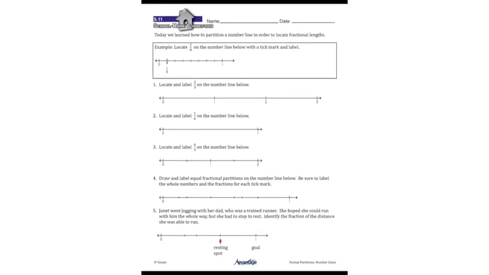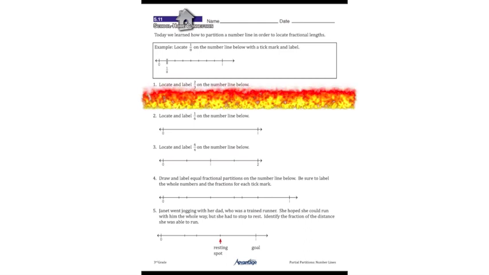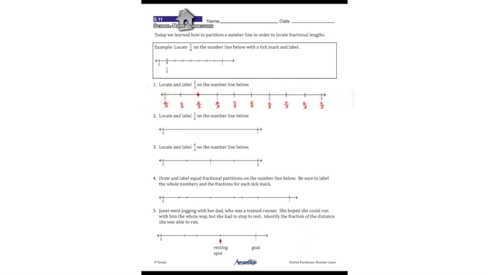Taking a look at page 2, locate and label 2/3 on the number line. But look, they have 3 wholes. So I can label all of those, and here we go. 2/3 would not be a whole yet, would it? 3/3 is the first whole.